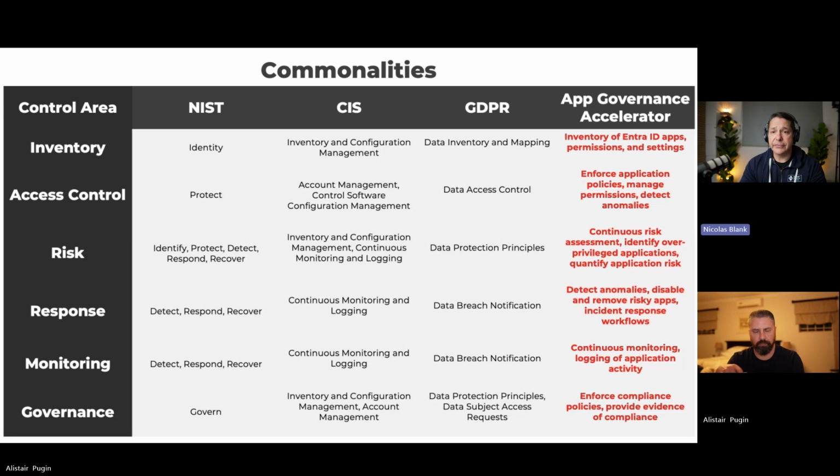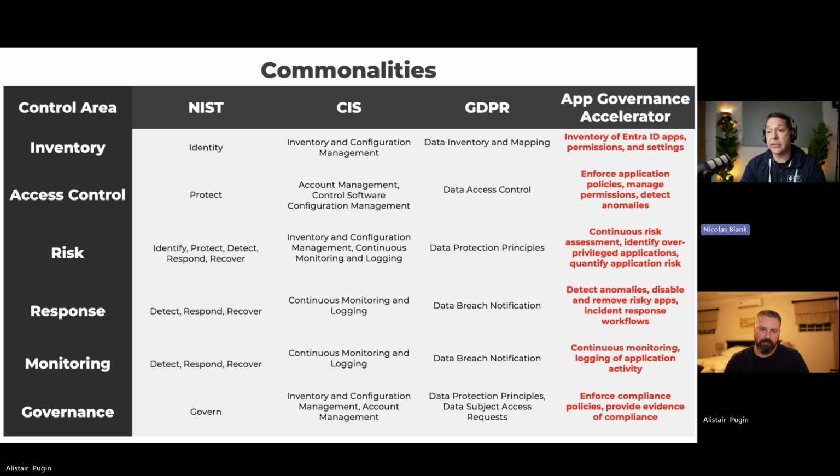So I have rules for inventory, access control, risk management, response, monitoring, and governance. And all of these, if we do them with rigor, really easily map onto each other. And we've got similar controls that actually map directly onto controls within frameworks and security strategies. So there is a massive overlap.